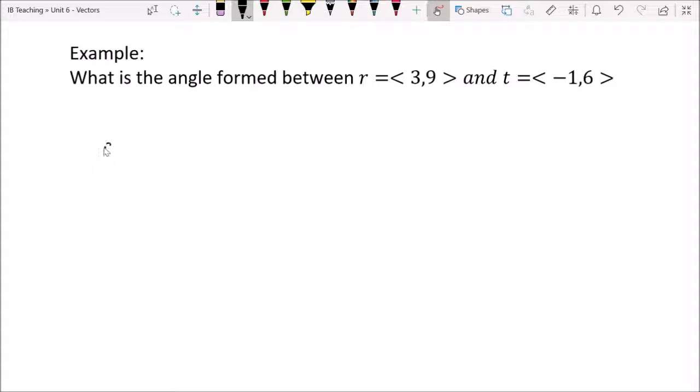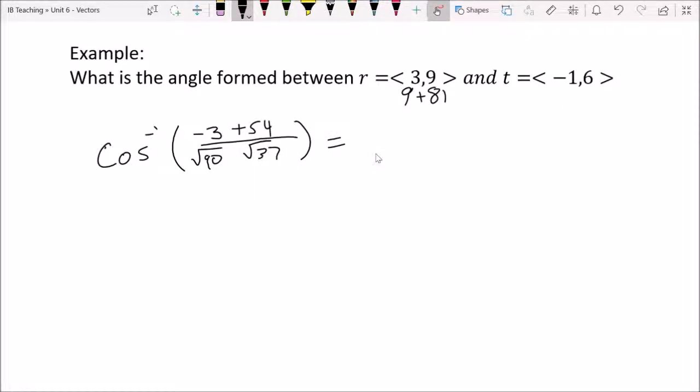So here I go. Cosine inverse. I need the dot product on top. Dot product is where I take 3 times negative 1, so negative 3, and where I take 9 times 6, so plus 54. I then need to find the magnitudes, so square them, add them, root them. I like to write it out like this, 9 and 81 and adding them, that would be root 90. And then we'll square them, add them, root them here. That looks like root 37.